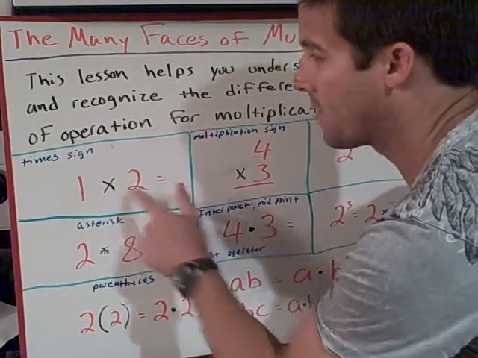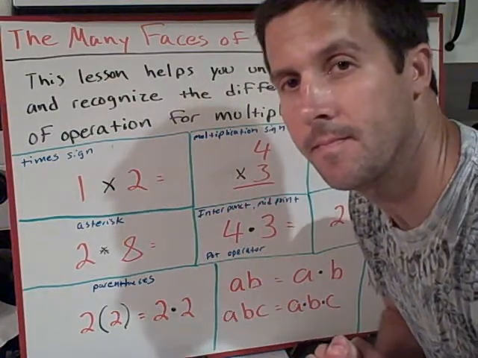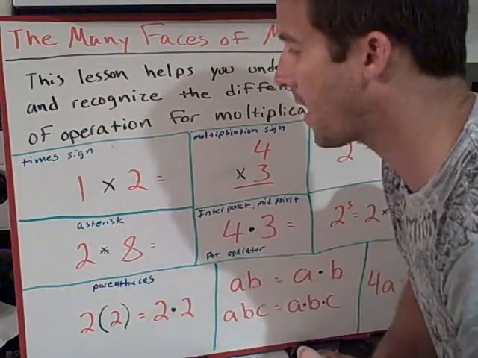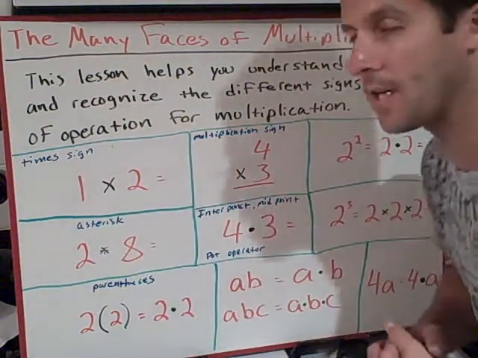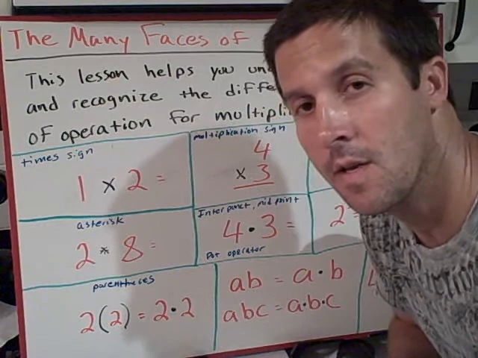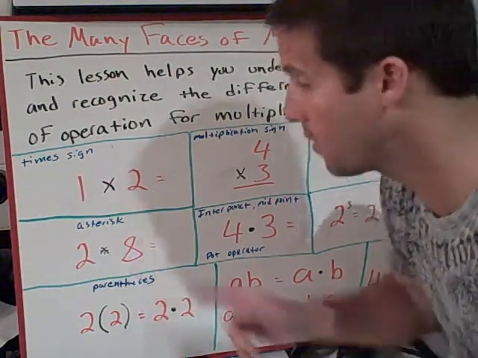Yes, the times sign has been around for a long time. We also call it the multiplication sign. And anytime we have numbers on either side, we would say 1 times 2 or 4 times 3. More importantly, there's different ways to create the same sign.